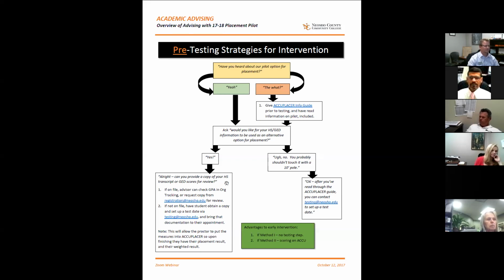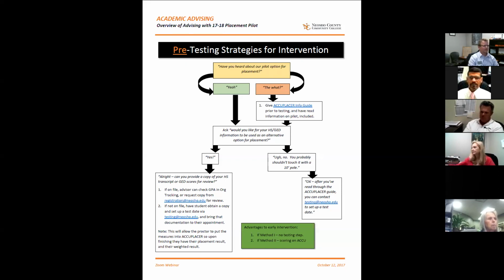If it's already on file, so if it's a student who has already sent us their high school transcript or their GED test scores, if you have access through EX, you would be able to look that up in org tracking, look at their high school GPA, or you can request a copy from registration for review. If it's not on file, so if they say they have not sent it yet, then you can ask for them to obtain a copy and either send it to registration or bring at least an unofficial copy in for review.